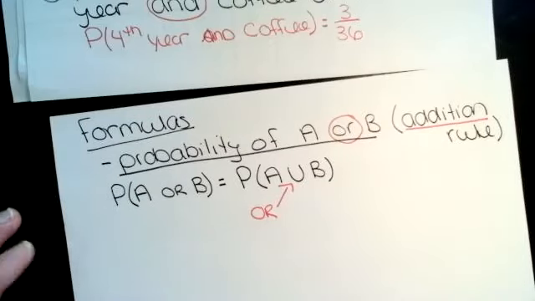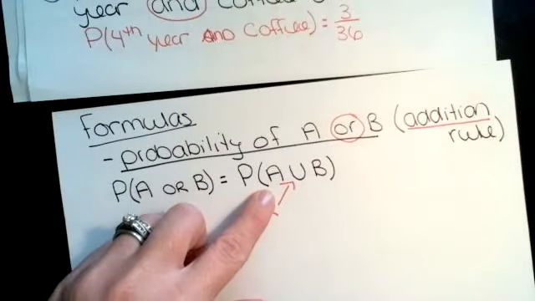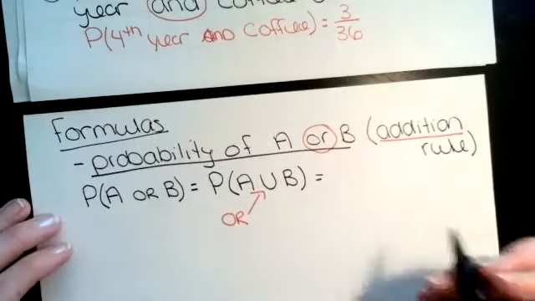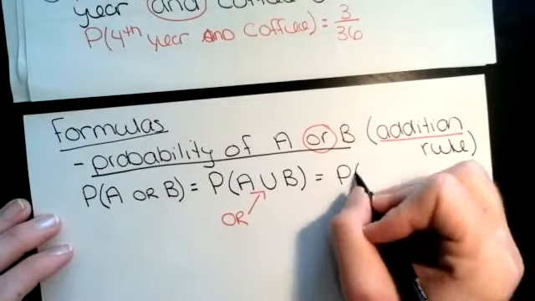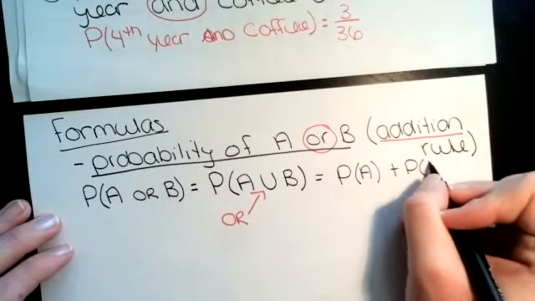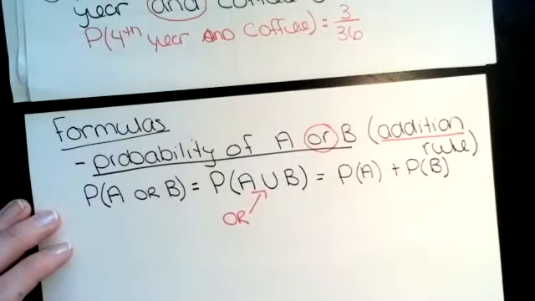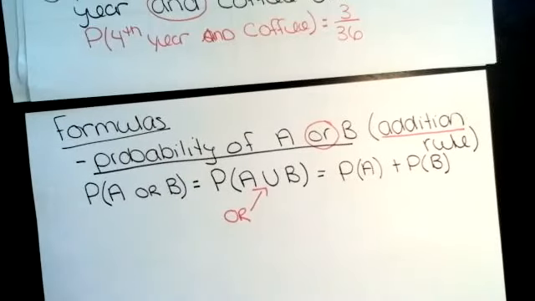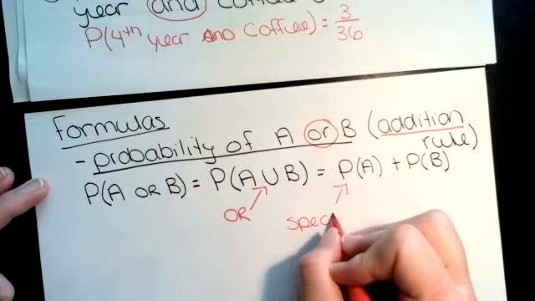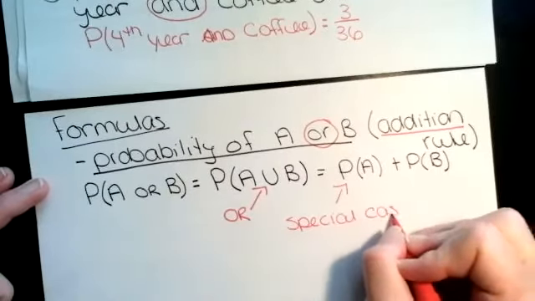Okay? So we have probability of A or B. You still say it like that. You don't have to say probability of A union B. You can, but if I was to read this, I would say it's probability of A or B. That's how I would read it. And the equation for this is the probability of A plus the probability of B. It's the union, it's the addition of the two. Now what I want you to know is this is a special case. So I have two formulas I'm going to give you for this. And the first one is the special case.